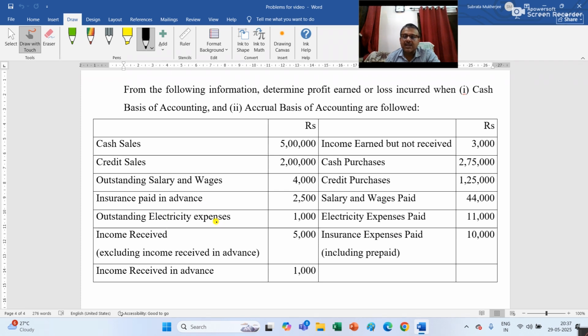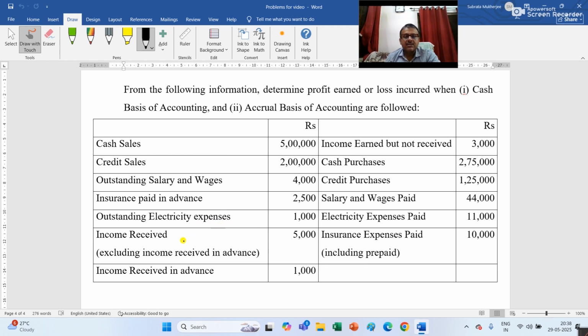Outstanding electricity expense, the journal entry will be electricity expense account debit to electricity expense payable account. And this is also not a cash transaction. This will get reflected in accrual basis and not on cash basis.